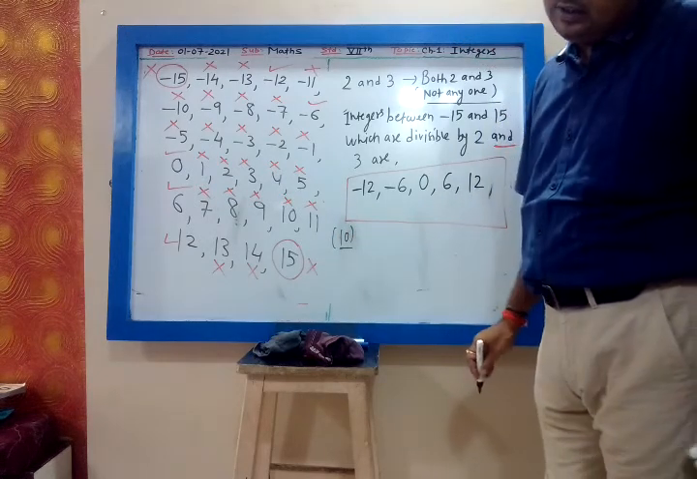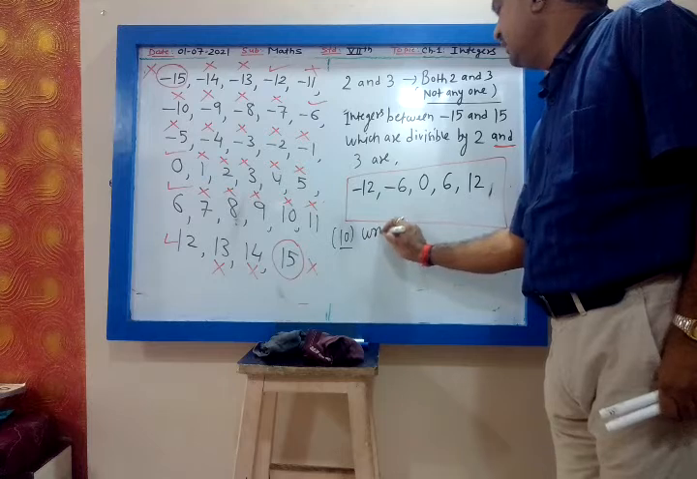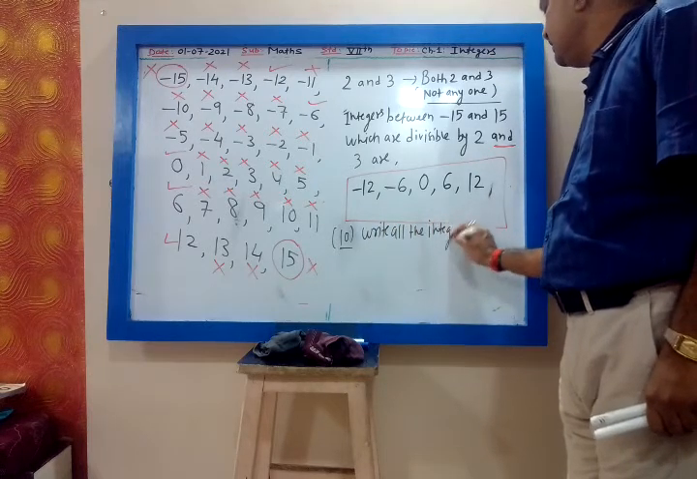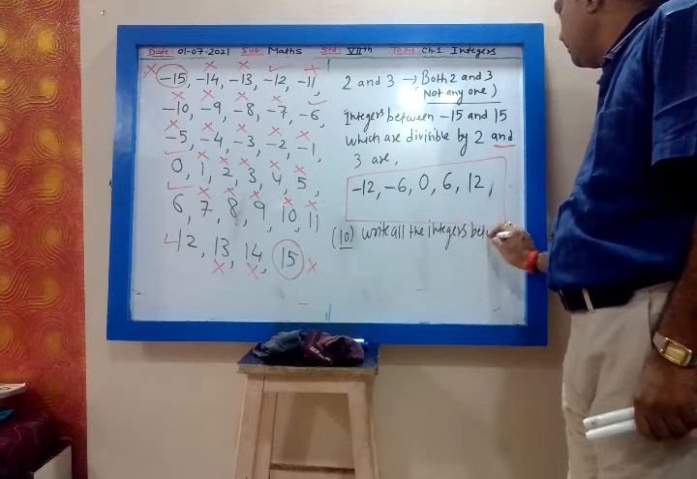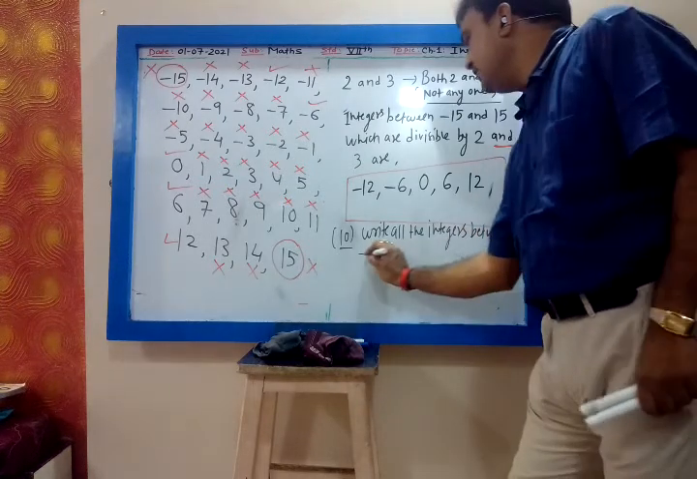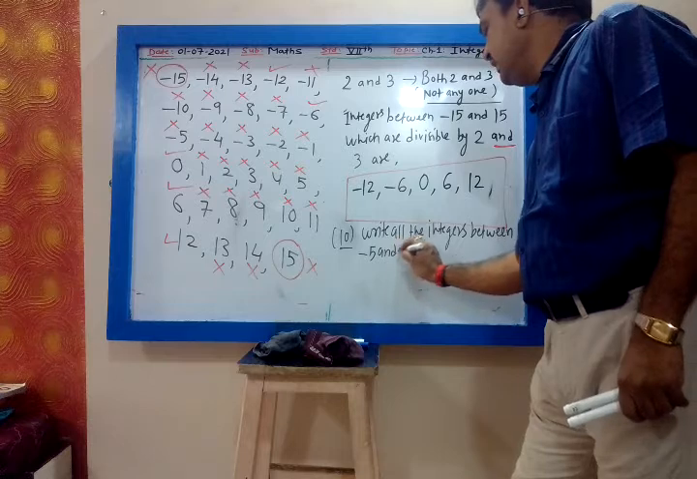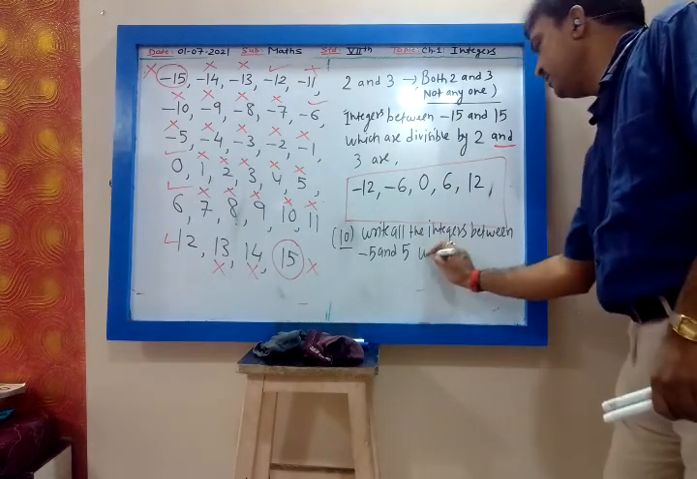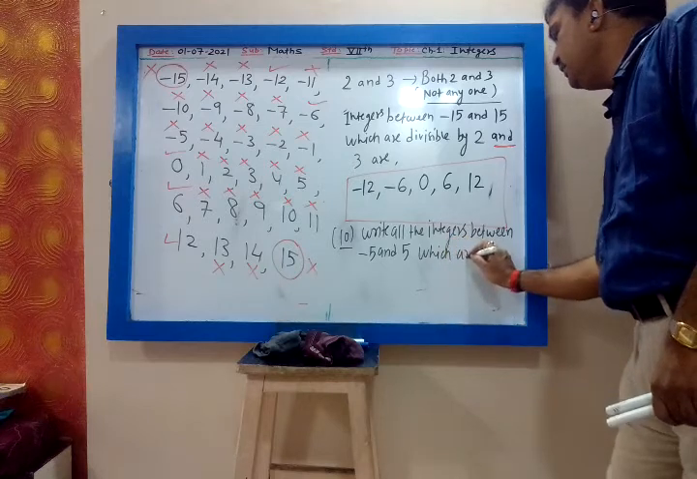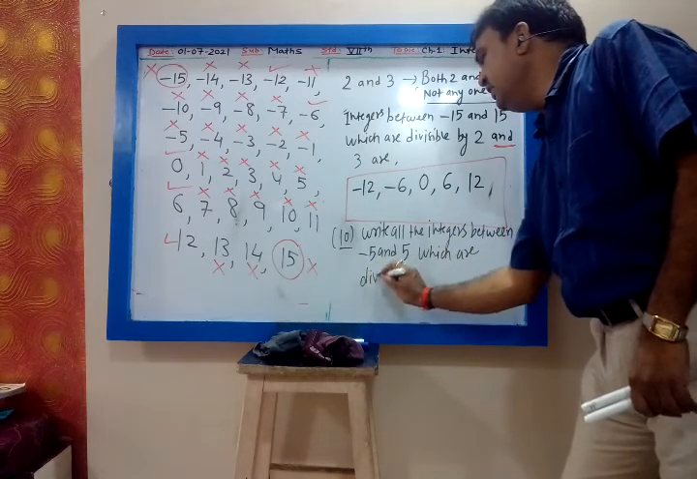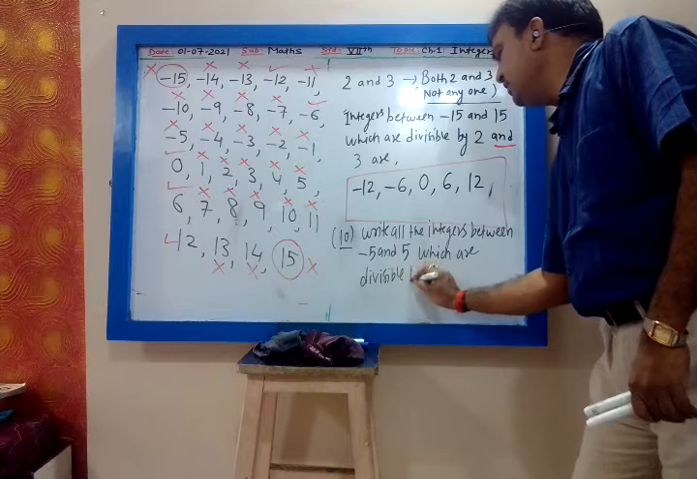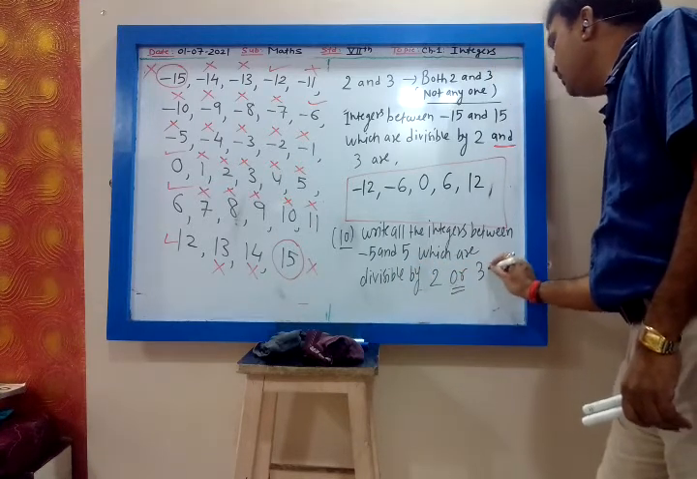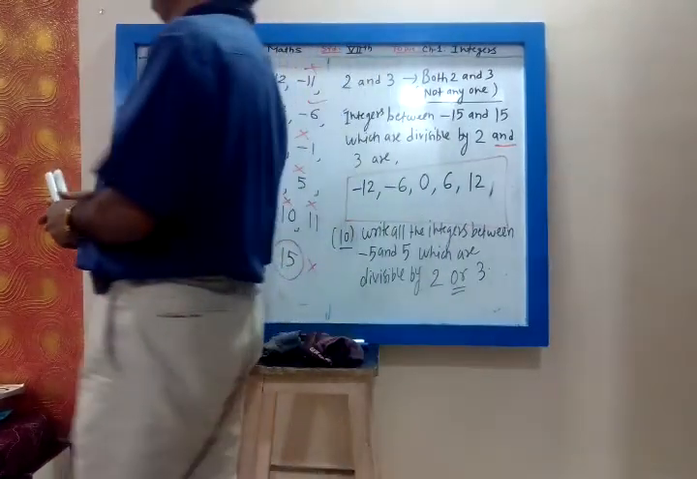Then the next one. Write all the integers between minus 5 and plus 5, which are divisible by 2 or 3. Now this is or. Or means any one or both.